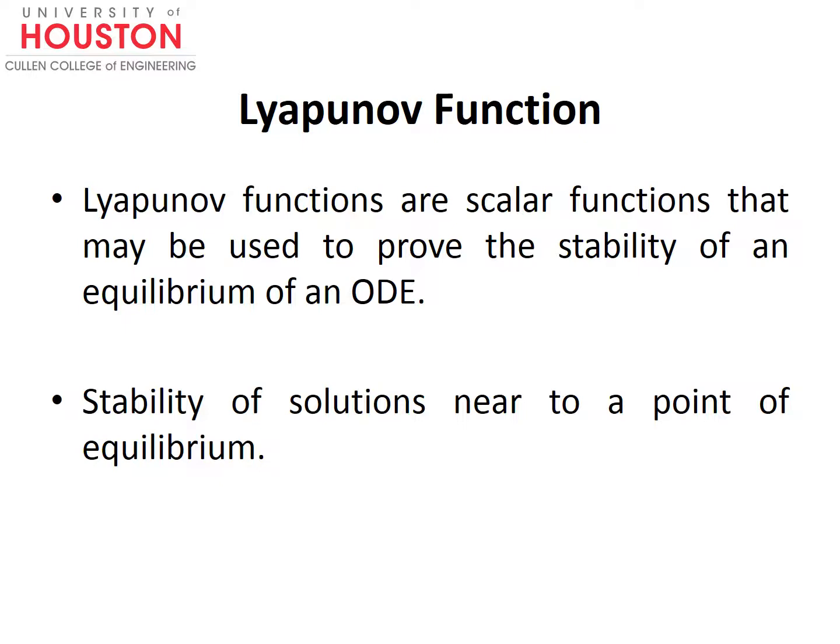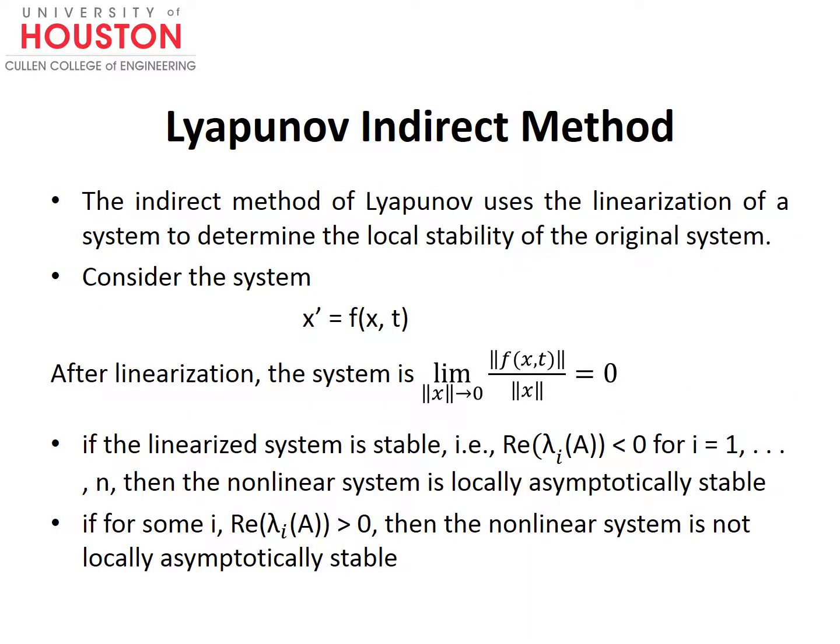Then the method studies stability by looking at the rate of change of this measure of energy. Various types of stability may be discussed for the solutions of differential equations describing dynamical systems. The most important type is that concerning the stability of solutions near to a point of equilibrium. This is discussed by the theory of Lyapunov, which is indirect method of Lyapunov, also known as linearization method.